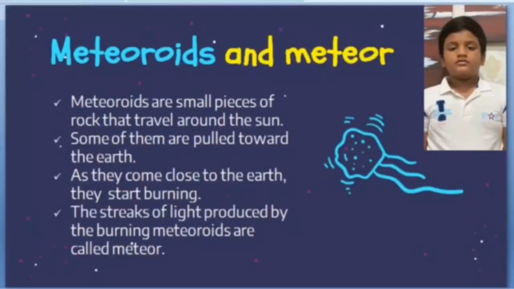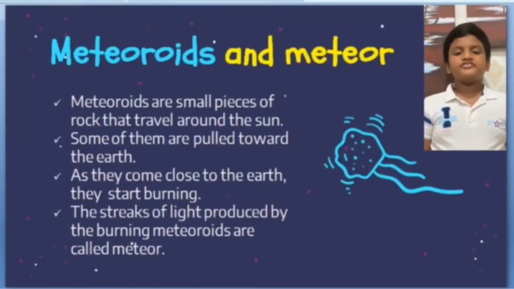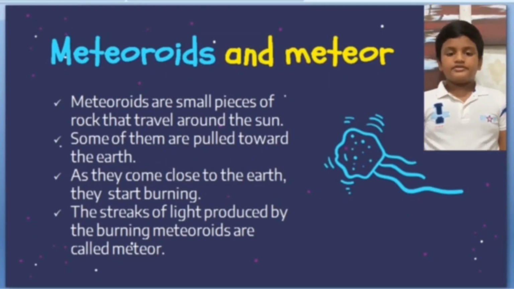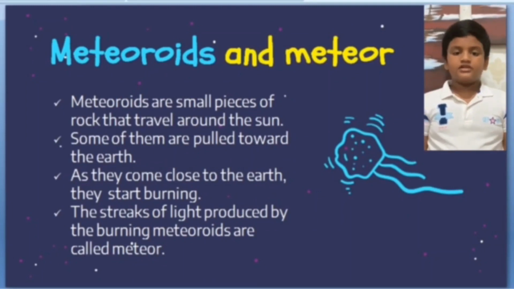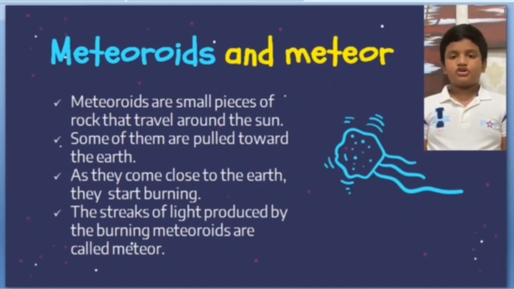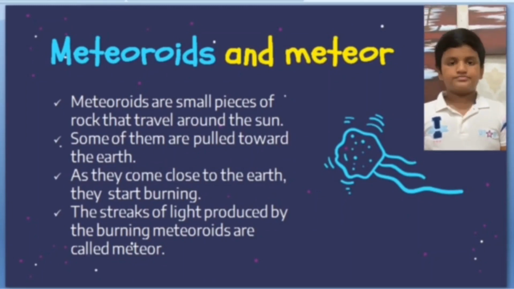Thank you. Good morning everybody. Meteoroids and meteors. Meteoroids are small pieces of rock that travel around the Sun. Some of them are pulled toward the Earth. As they come closer to the Earth, they start burning. The streak of light produced by the burning meteoroids is called a meteor. Here is the image of meteoroids and meteor.